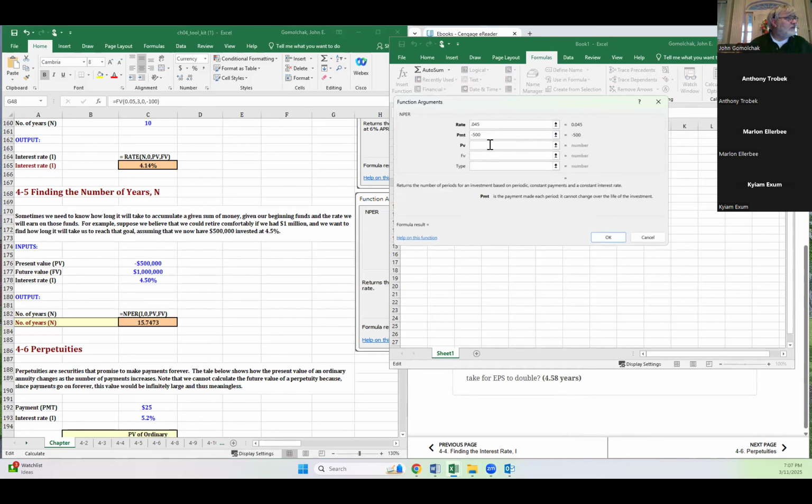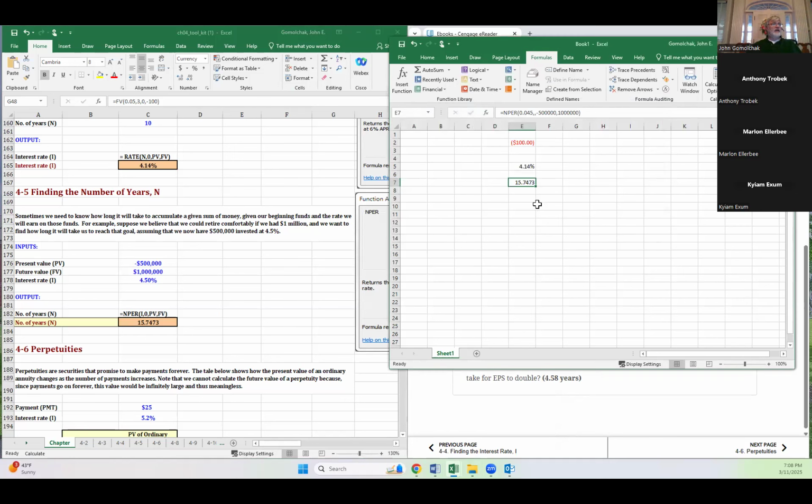No, that's not payment. Payment would be if it's an annuity. We're not. It's the present value. Sorry, I got myself confused. Negative $500. The future value is, that was 500,000. The future value is $1 million. Once again, we don't need type because this is not an annuity due. Hitting OK.